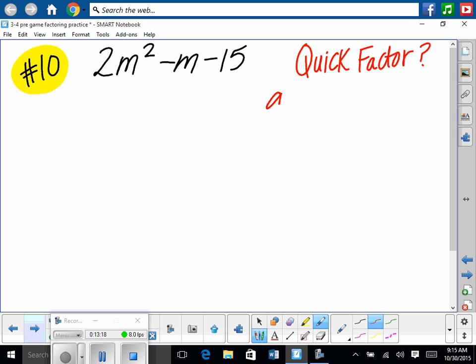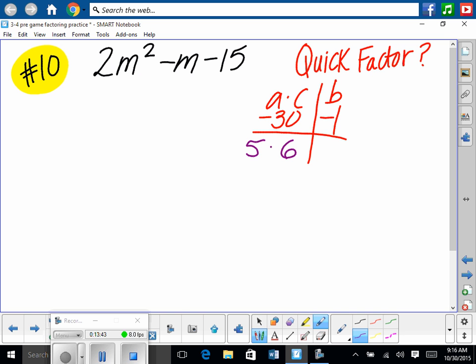What multiplies to be a times c and adds up to be b. A times c is 2 times negative 15. This time it is negative 30. Negative 30. And what's b? Negative 1. Good. Negative 1. Okay, so now factors that multiply to be negative 30 and add up to be negative 1. 5 times 6. Could that possibly multiply to be 30? But it needs to multiply to be negative 30.